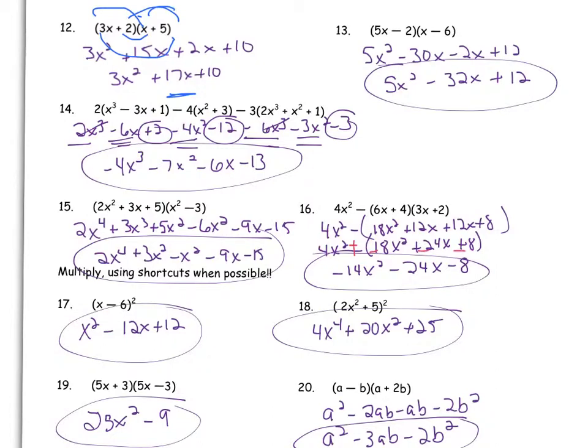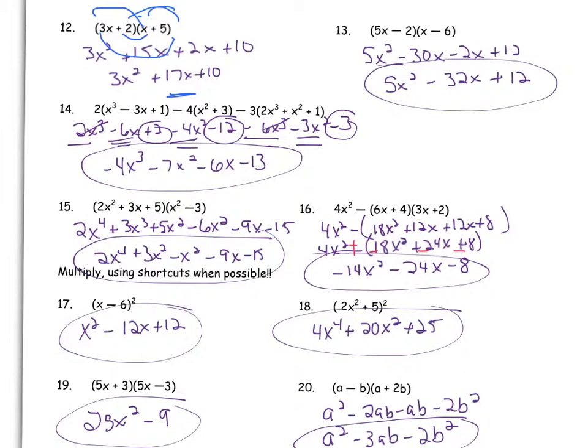So 4x squared plus a negative 18x squared, that is where I got my negative 14x squared. And then 4x squared plus, this is the only like term with this. And then so we just needed to rewrite the rest of these.